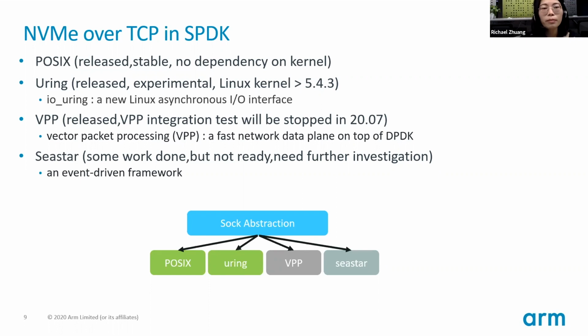VPP socket. VPP is vector packet processing. It's a fast network data plane designed on top of DPDK to run network workloads using vector packet processing technology. But the integration test with VPP will be stopped in SPDK 20.11 due to the performance limitation.